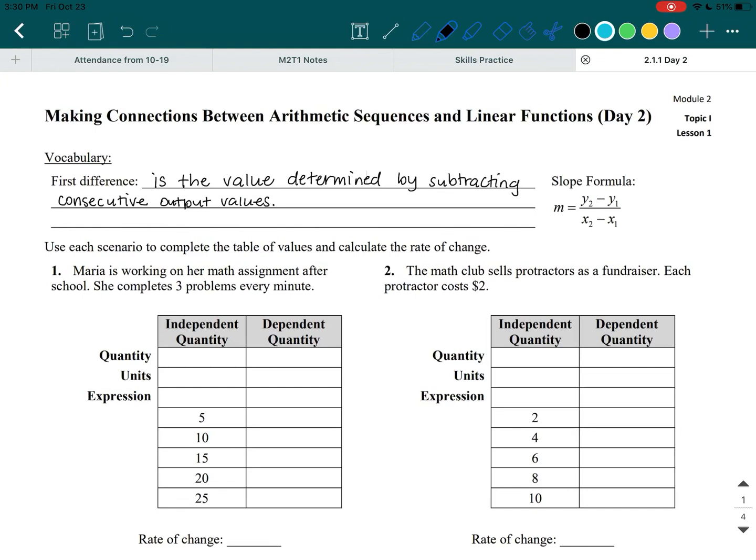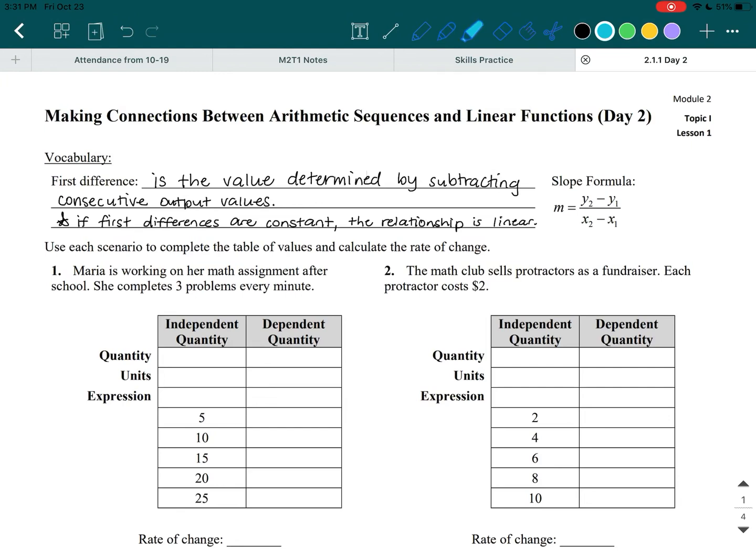Okay, and then a note that I want you to make is that if first differences are constant, the relationship is linear. All right, and we will have examples for this vocabulary word because I know looking at it, you probably don't understand it yet, but that's okay. I will go back and explain it as we do our example.